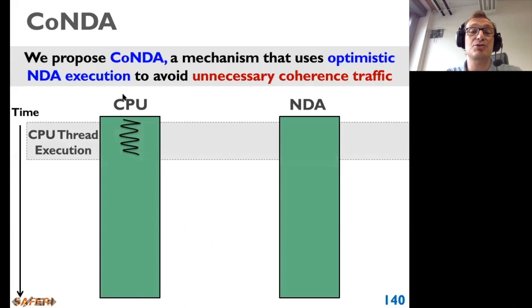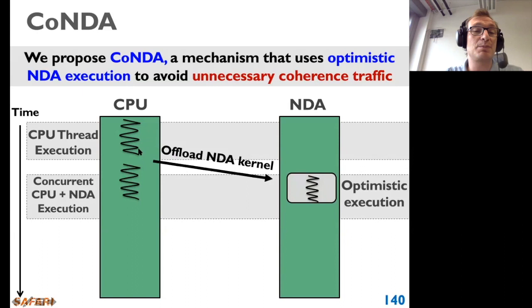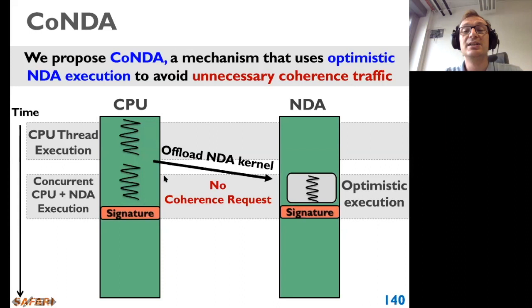The idea at the high level looks like this. The CPU executes a thread, and then it offloads an NDA kernel, through some marking or pragma in the CPU, or you figure this out automatically. This is a thread that executes in the near data accelerator. At this point, both execute: the CPU continues execution, and the NDA starts and continues execution. They both optimistically execute, assuming that there is no coherence violation. That's what optimistic means. You keep executing, and you generate no coherence requests, at fine grain, coarse grain, whatever manner, until the end of the NDA kernel. At some point the NDA kernel ends, meaning this is the end of the execution in the near data accelerator.